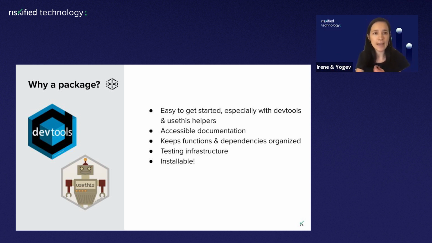And the biggest thing for us is that it's installable. If you're working on a public project, you can just put it on GitHub and now anyone can install it. For us, the work that we do is a little bit more proprietary, but we have a Riskified CRAN that we all have access to. And once we put it on our Riskified CRAN, anyone in the company can just install it and start to use those functions right away without having to find which GitHub repo it's in, exactly how to install it from GitHub and all of that stuff.